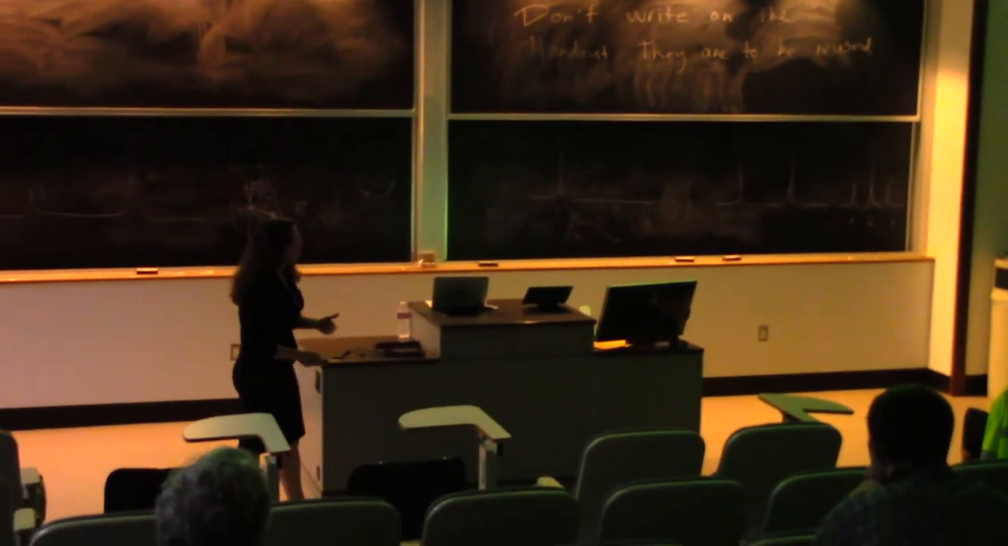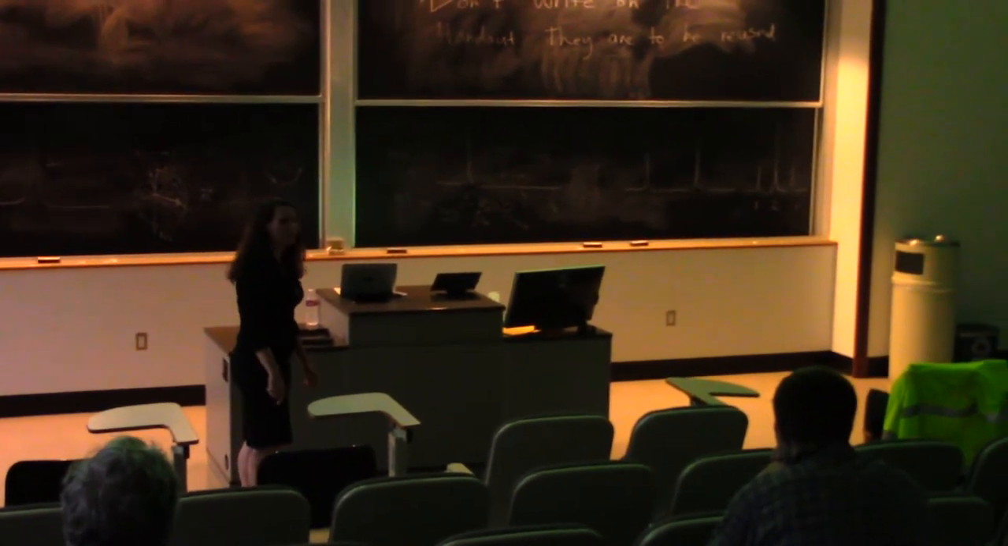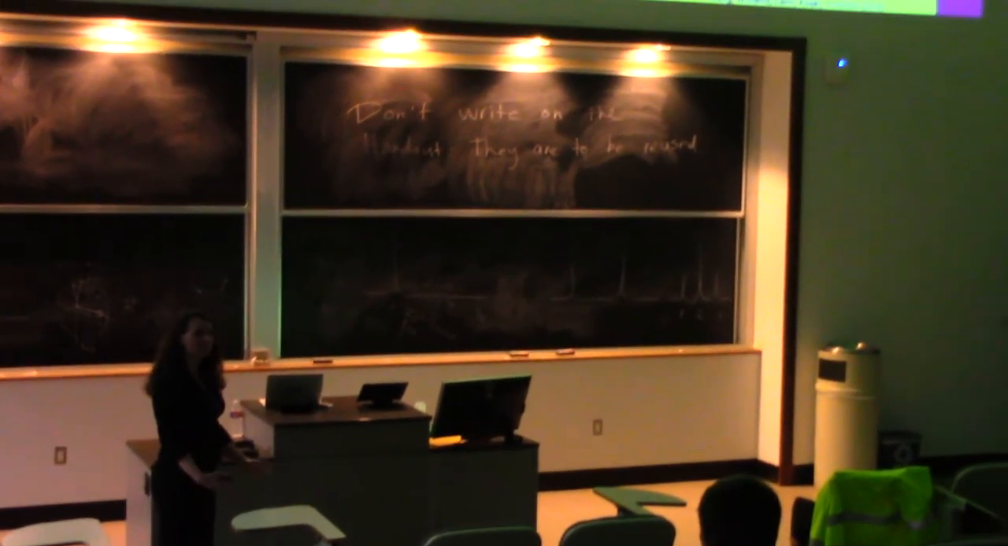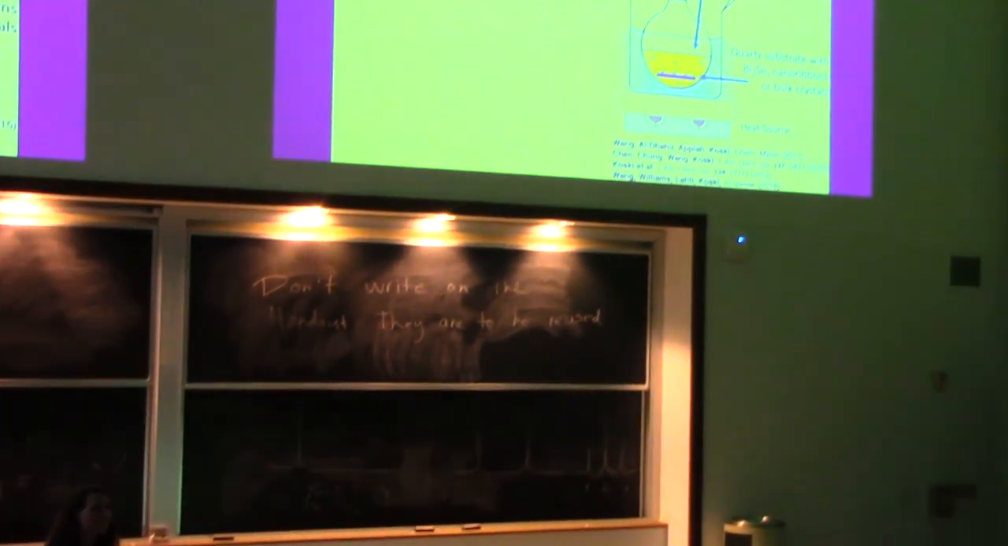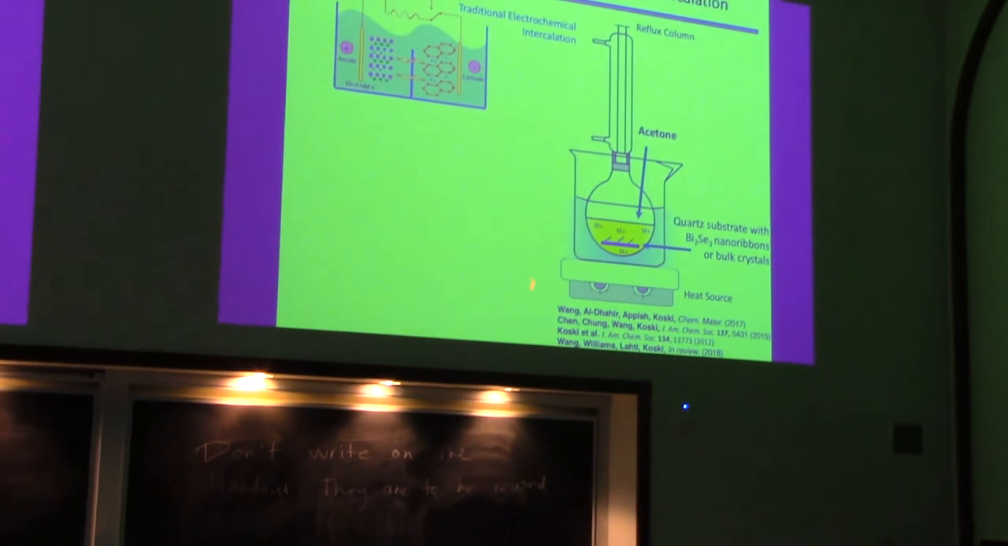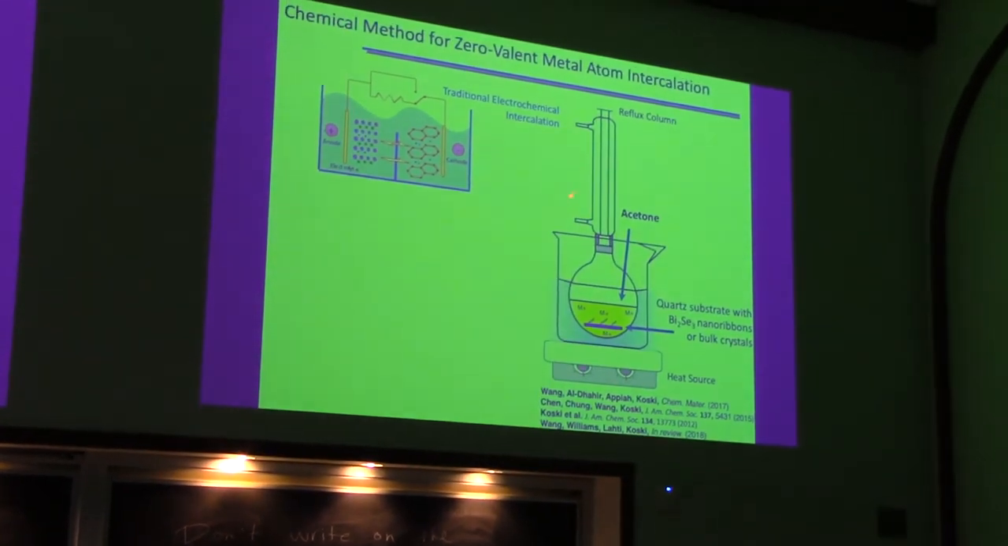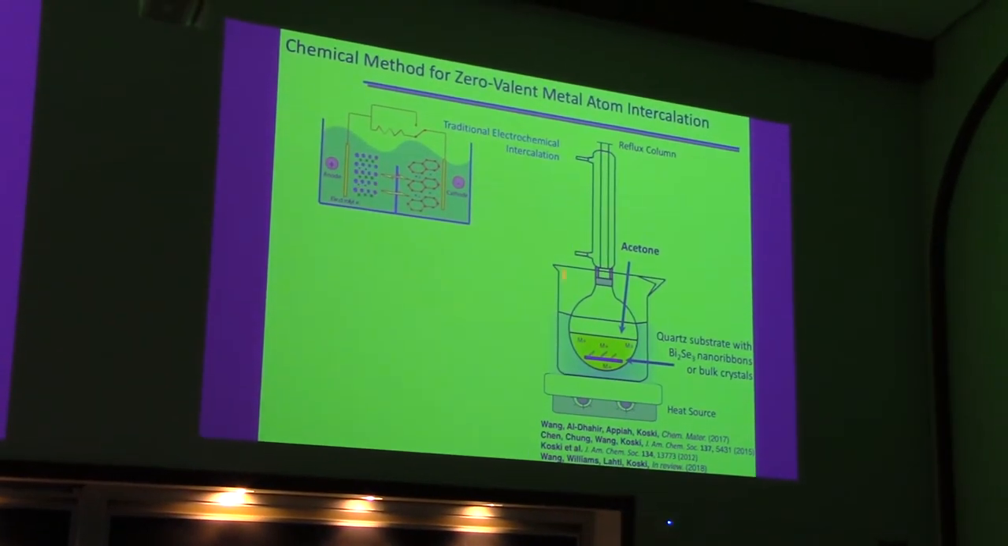So our chemistry works by just doing this in solution. You just do it in liquid. And we can put high densities of zero valent metals. And because they're zero valent, you can put as many as you'd like. You can see this is really easy too. You can even get rid of this reflux column if you'd like and do it in 10 minutes. But you can set up a reflux column. So basically, you have just these bismuth selenide nanoribbons as an example, or some other two-dimensional layered material, sitting inside of this pot at 52 degrees C.